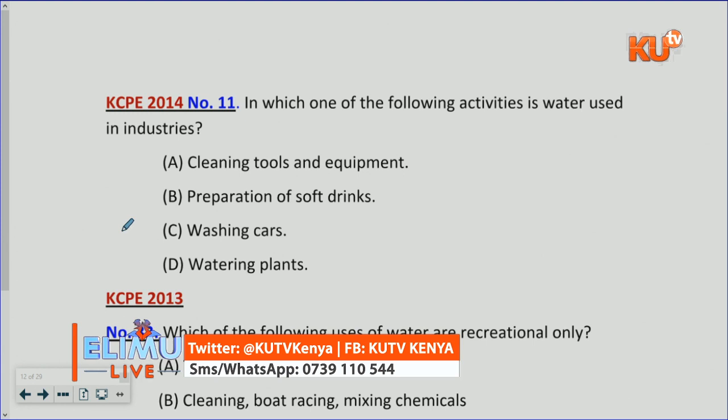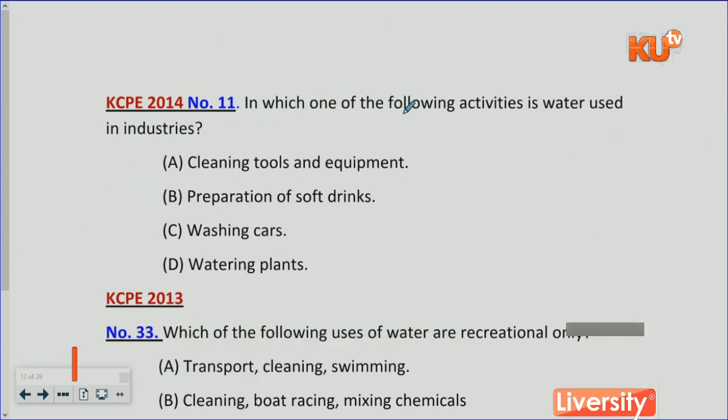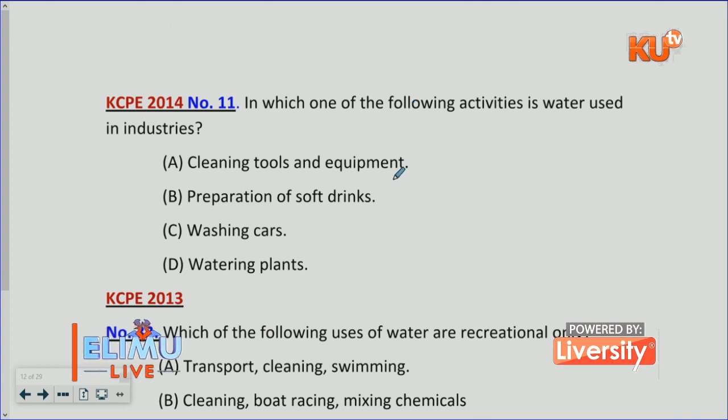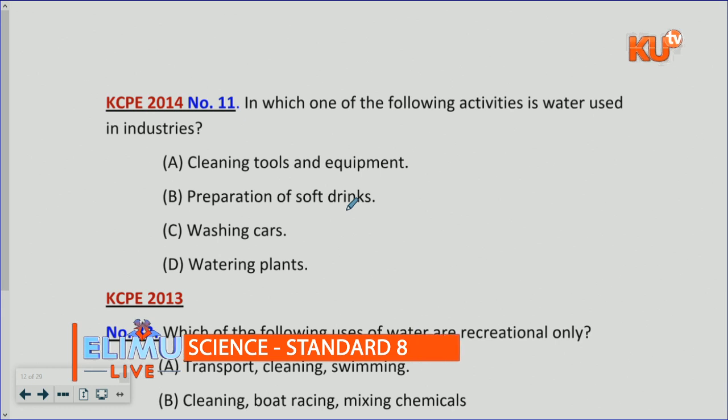The next question, we have got KCP 2014 number 11. They asked, in which one of the following activities is water used in industries? Again, they asked on industrial uses of water. So choice A, they placed their cleaning tools and equipment, preparation of soft drinks, washing cars, watering plants. Which one of the following activities is water used in industries? You can see there preparation of soft drinks is there.